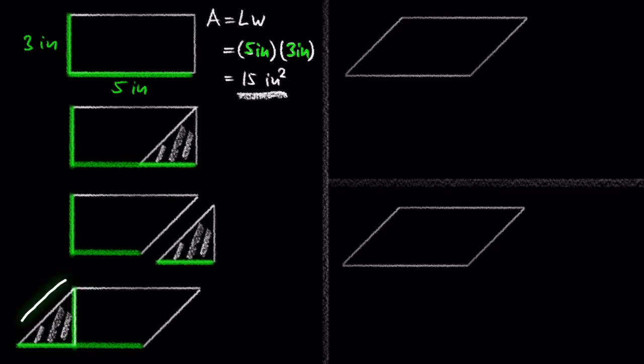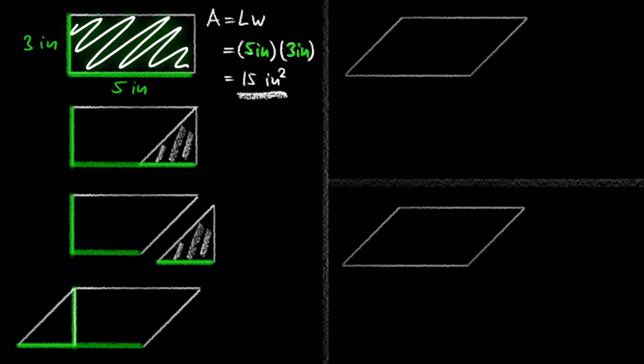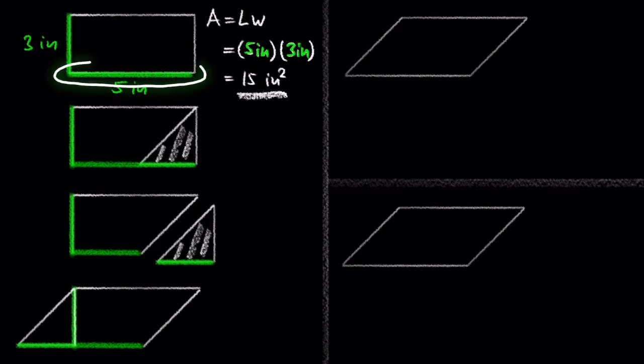Do you agree that this figure, which we call a parallelogram by the way, has the same area as the rectangle we had before? Indeed, this parallelogram has the same area as our rectangle, because we just took a part of the rectangle from one side and attached it to the other side. Recall that we calculated the area of the rectangle by multiplying this side by this side.